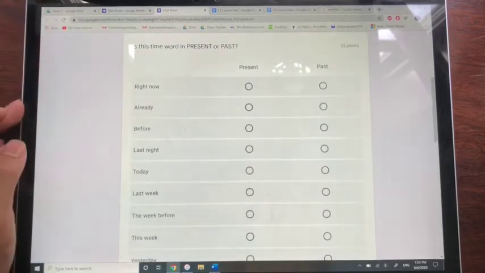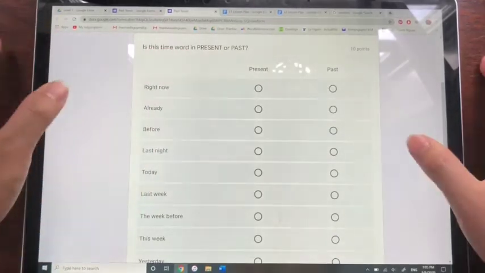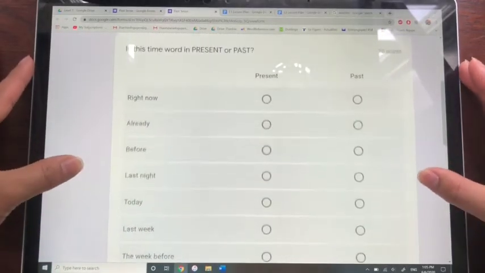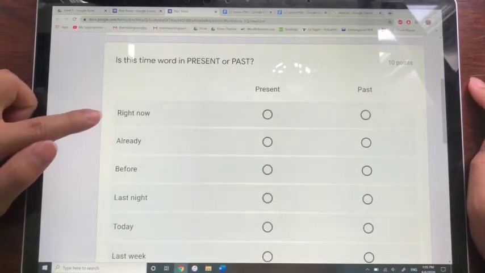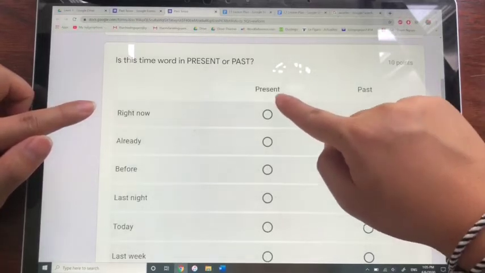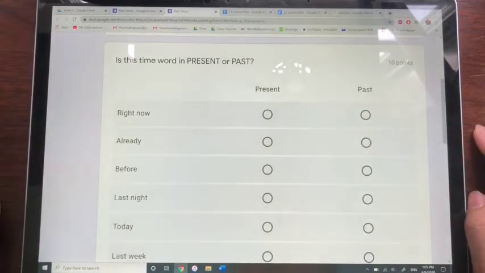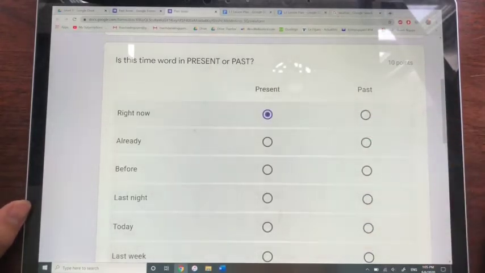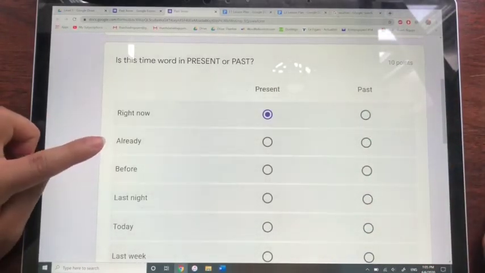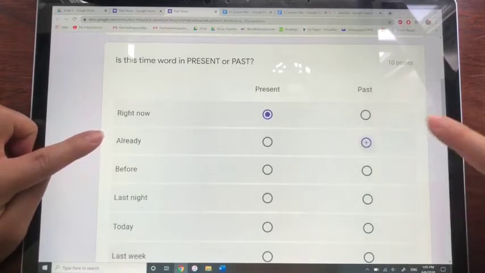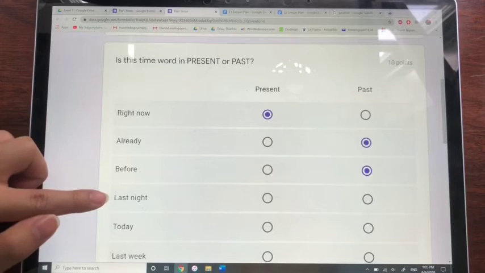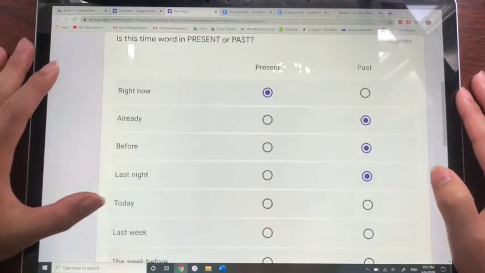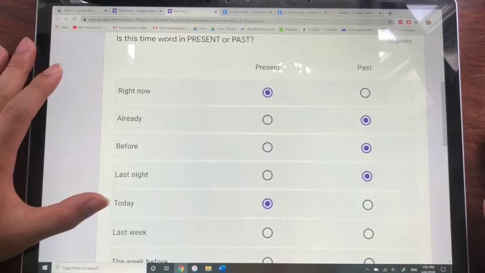So I want you to tell me, is this time word in past or present tense? The first word we have is right now. Is right now in the present or in the past? Right now is in the present. Already. Already is in the past. Before. Before is in the past. Last night. Past. Today. Present.